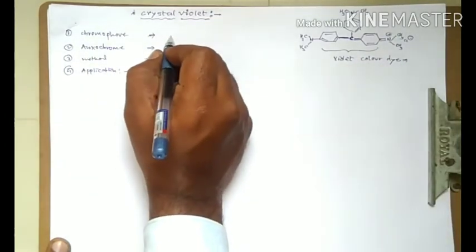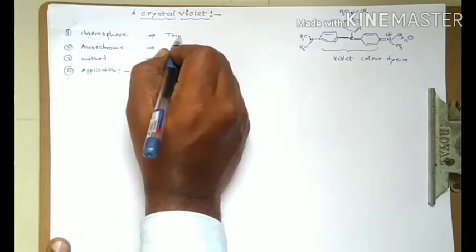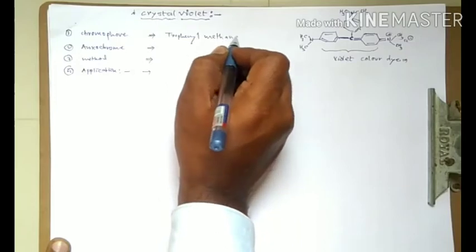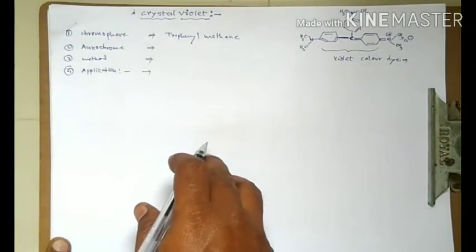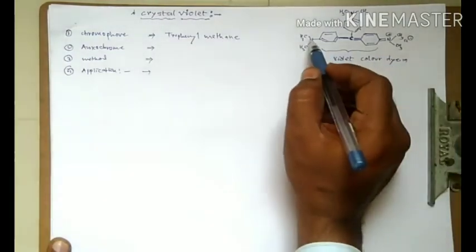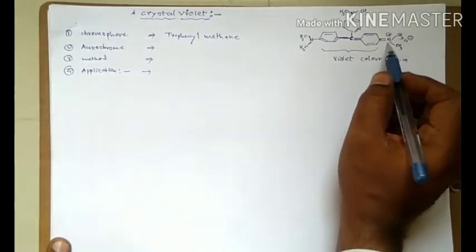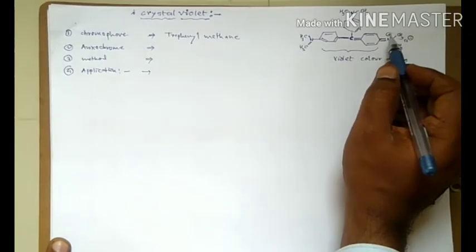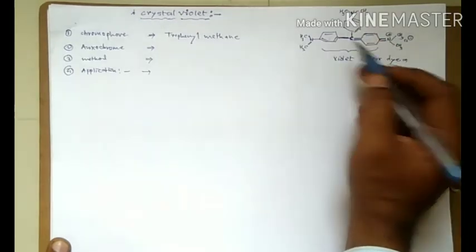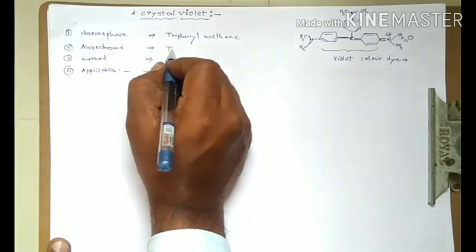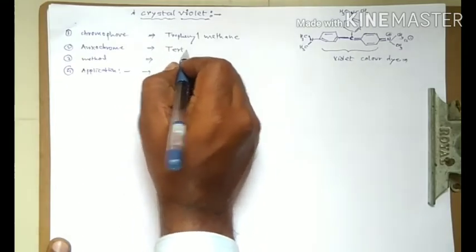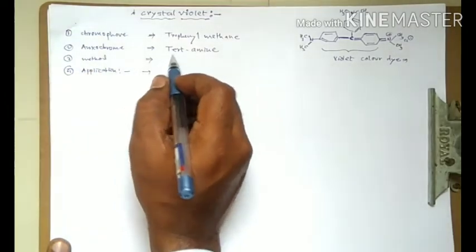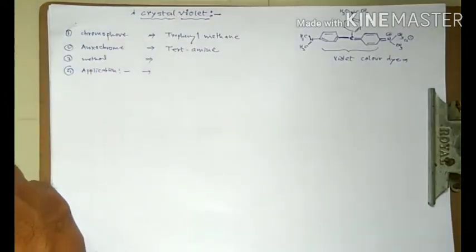So what is a chromophore here? Triphenyl methane is a chromophoric unit. What are oxochromes? Acidic and basic groups are generally termed as oxochromes. So here it is tertiary amine, 1, 2, 3, three tertiary amine groups act as oxochrome. Now let me see the method of synthesis of crystal violet.